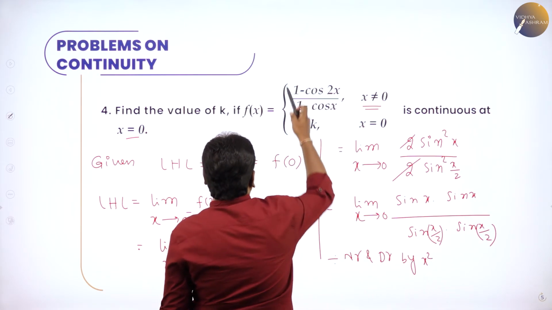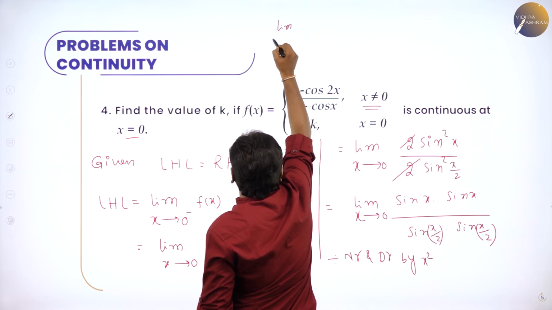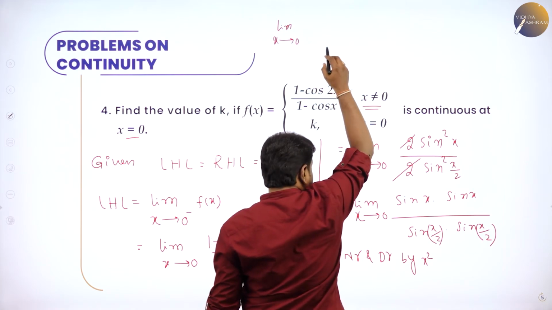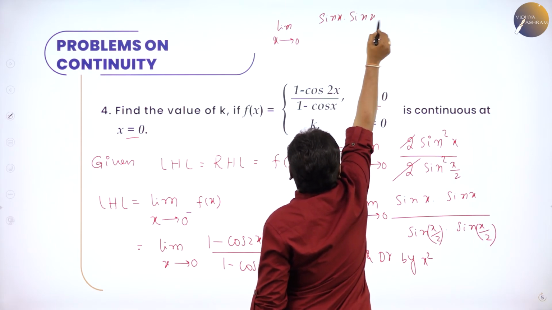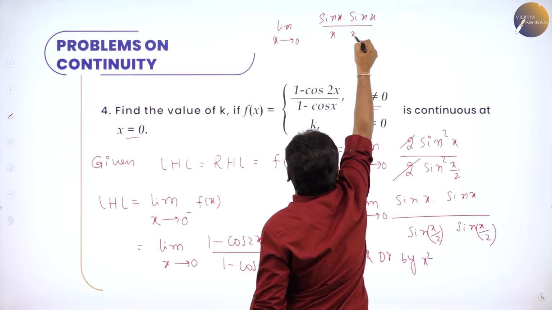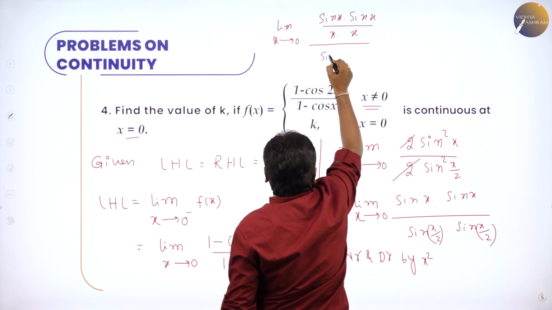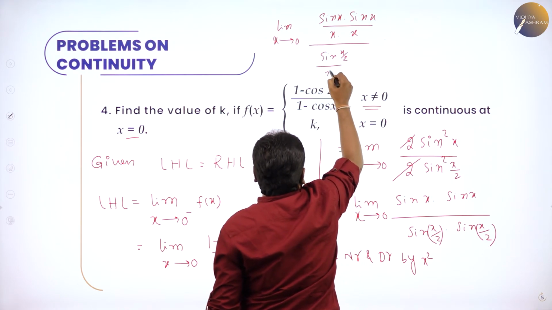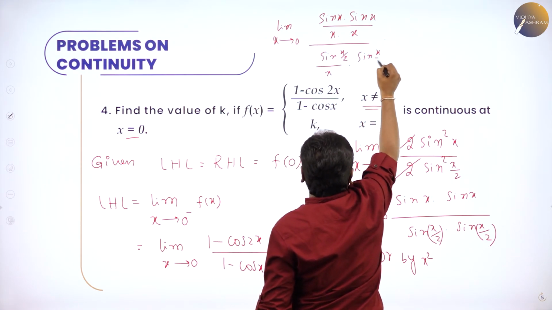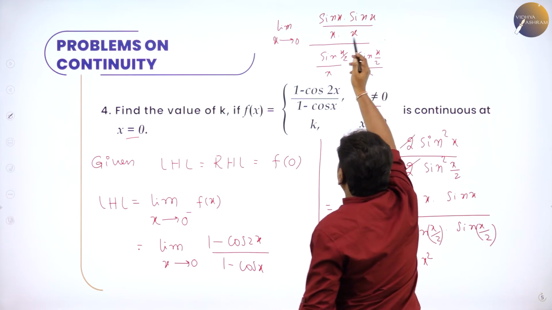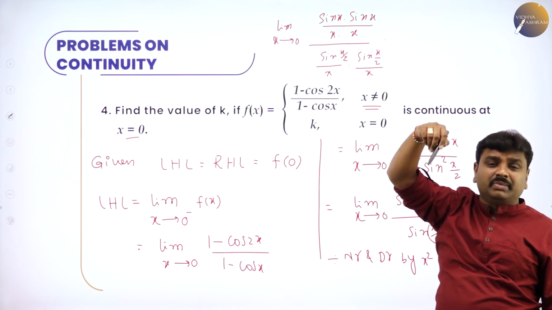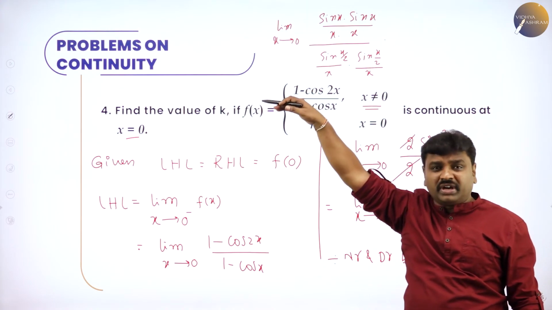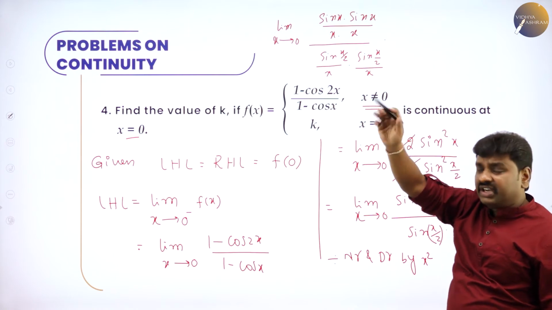If I divide that, I'll get limit x tends to 0. The numerator becomes sin x into sin x divided by x square, where x square can be written as x into x. Similarly here, the denominator is sin x by 2 by x into sin x by 2 by x. Further, I taught you that if you have numerator by denominator, by the properties of limits, you can apply the limit separately for the numerator and separately for the denominator.